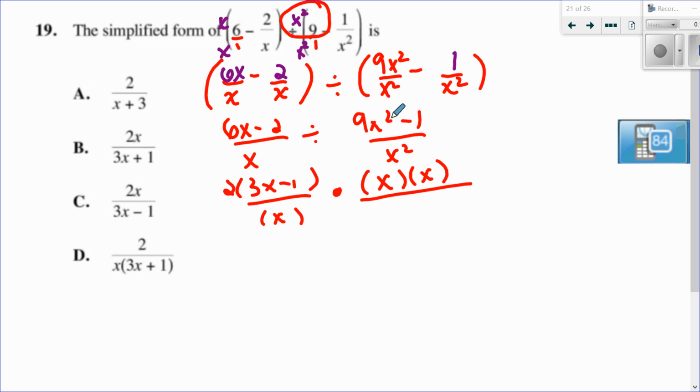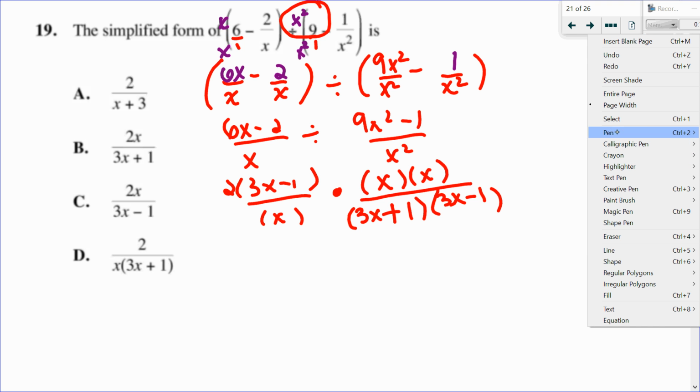Now, okay, this is a difference of squares still, but there's where my 3x minus 1, because it wasn't going away. So the square root of 9x squared is 3x. And then the square root of 1 is 1. You add one set and subtract the other. Okay, now this looks a lot better.